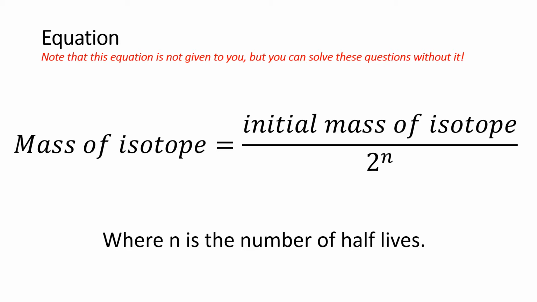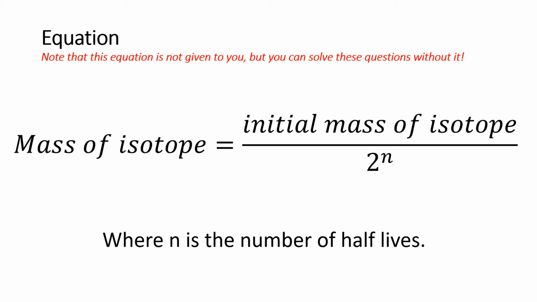So, we have an equation that we can use to calculate what the mass of an isotope will be if we know the number of half-lives that have happened. Now, note, you do not need to remember this equation, and in fact, you can work this out intuitively for most calculations you'll need to use. So you will not actually ever have to use this equation, but for those of you who are good with maths, you can use this equation.